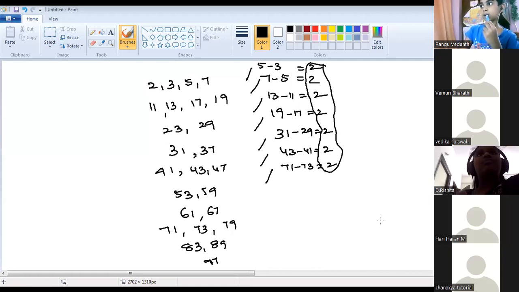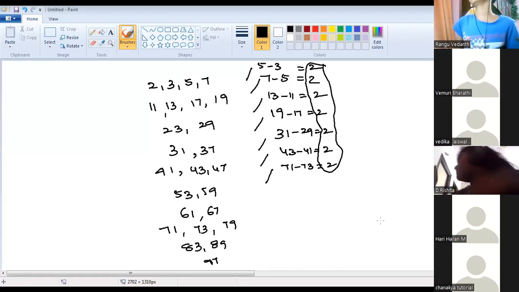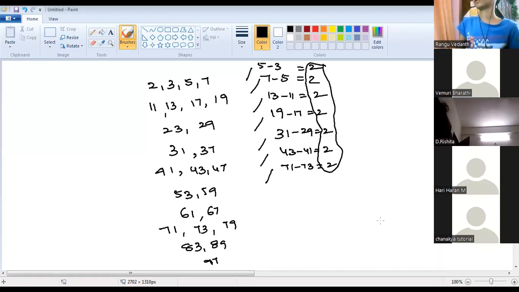Please learn prime numbers like Prime Minister. You are all aware of your Prime Minister. Similarly, you need to know your prime numbers between 1 to 100.